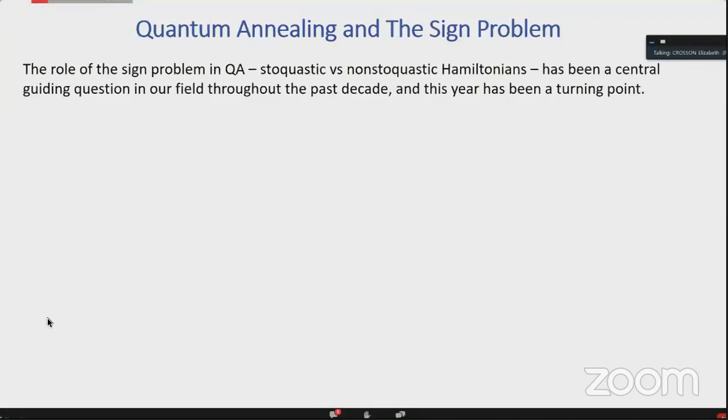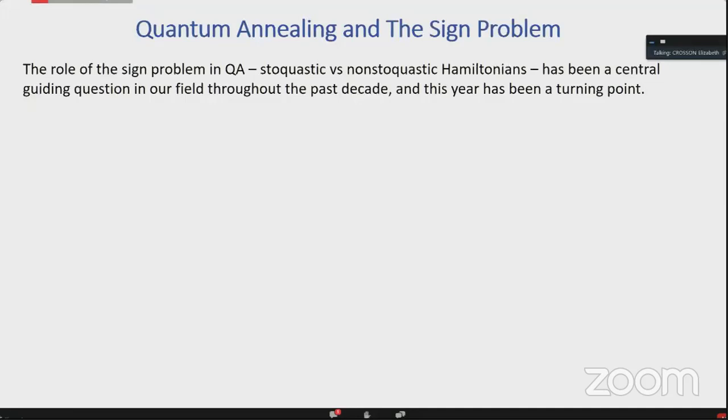Annealing and the sign problem. The role of the sign problem in quantum annealing has been, I would say, a major guiding question in our field in the past decade, stochastic versus non-stochastic Hamiltonians. And there's been some big developments this year, and I would say that this year is a turning point in our understanding.